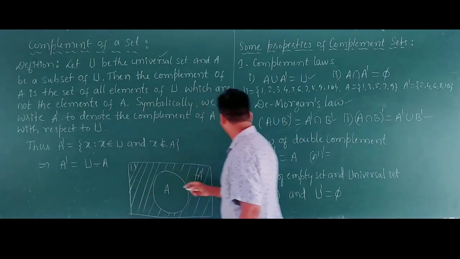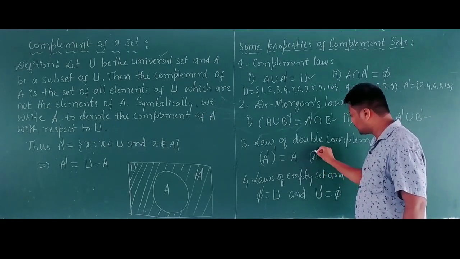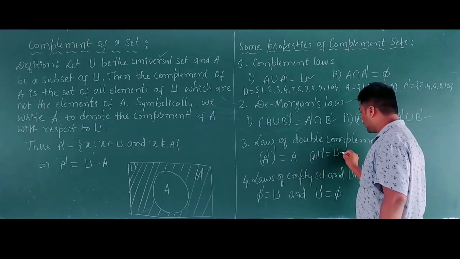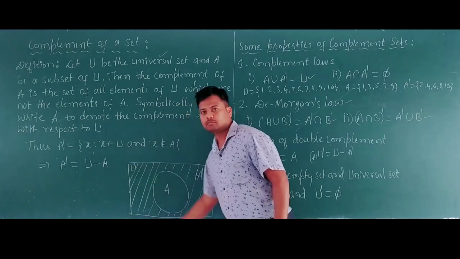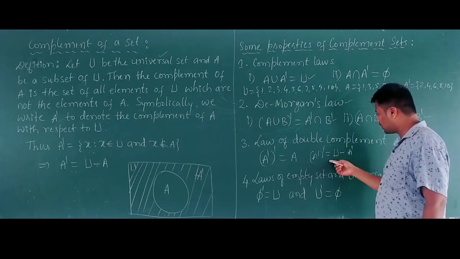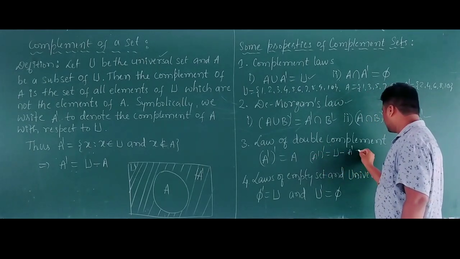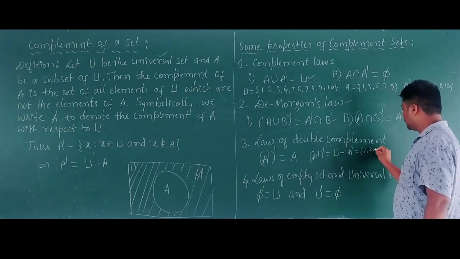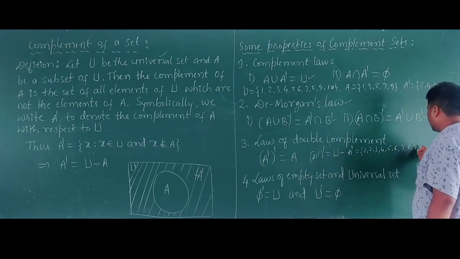And then again A plus A dash is there. So A dash dash is there. What is this equal to? U minus A dash. According to this formula, A dash equals U minus A. Here A dash whole dash equals what? This becomes U minus A dash. So what is U? U will be 1, 2, 3, 4, 5, 6, 7, 8, 9, 10.